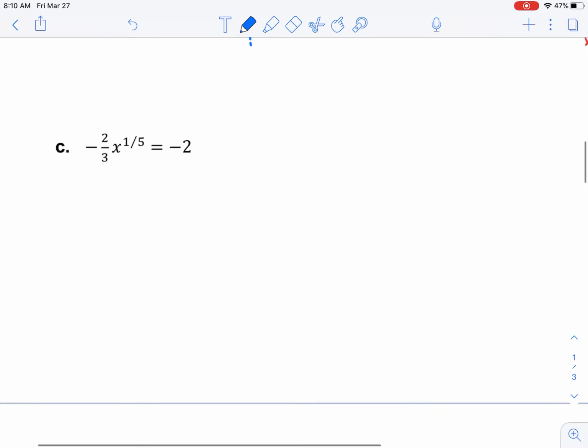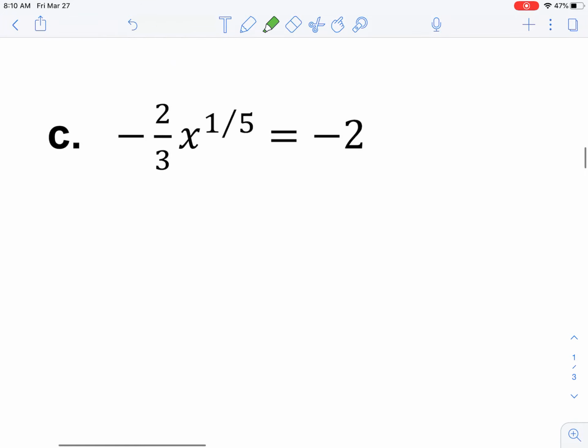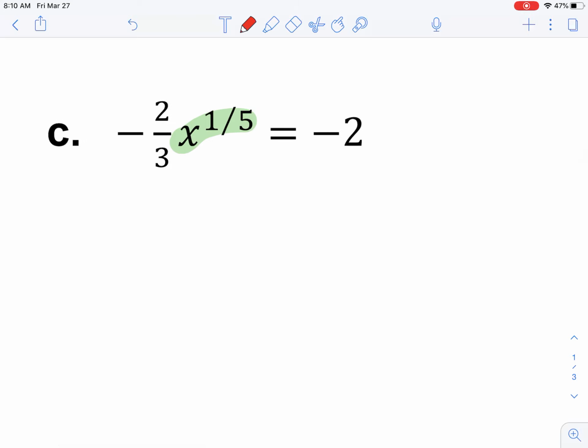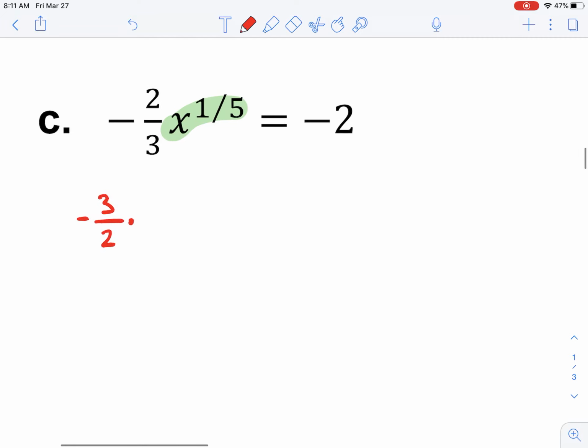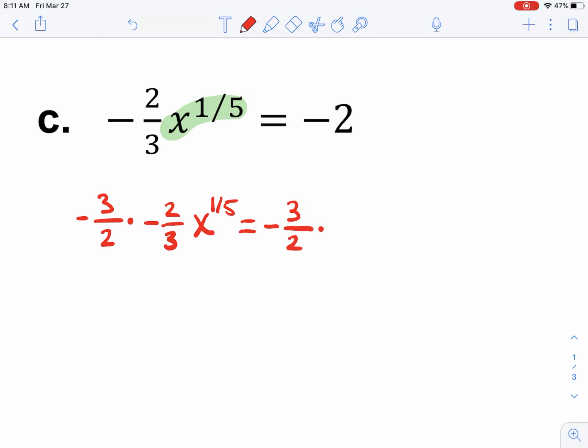All right, last one we're going to do together. This one has x to the 1/5. I just want that x to the 1/5 by itself. Okay? So I have this negative 2/3 out front. When we want to get rid of a fraction that's in front, you just multiply by the reciprocal. You do have to multiply by the negative reciprocal here because we want this to be positive then. So if you multiply by negative 3/2 times that negative 2/3, x to the 1/5 equals, and then of course whatever we do to one side, we have to do the other side. So that's just going to be gone.